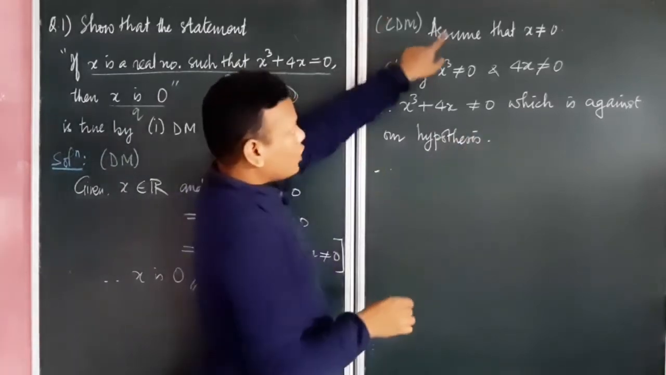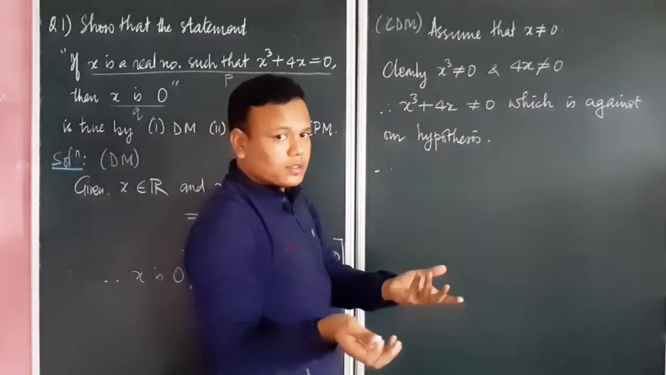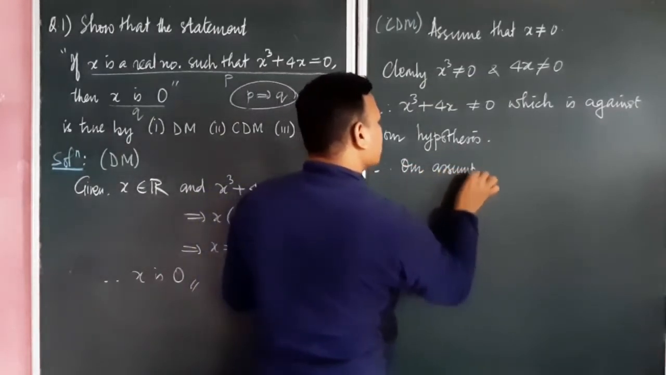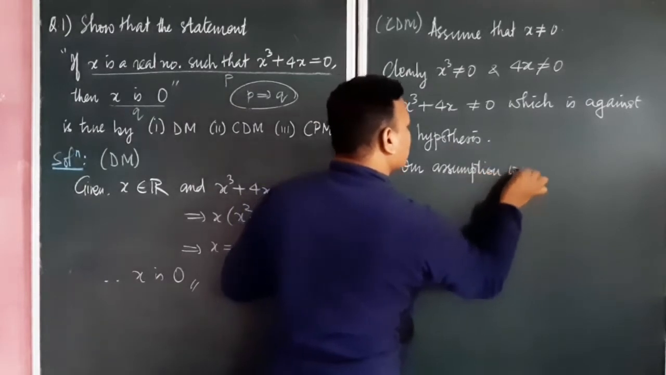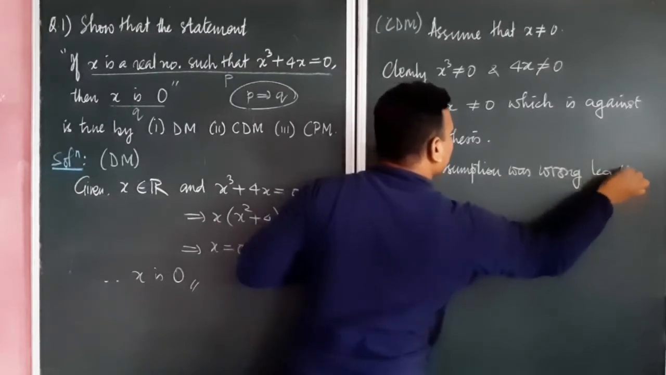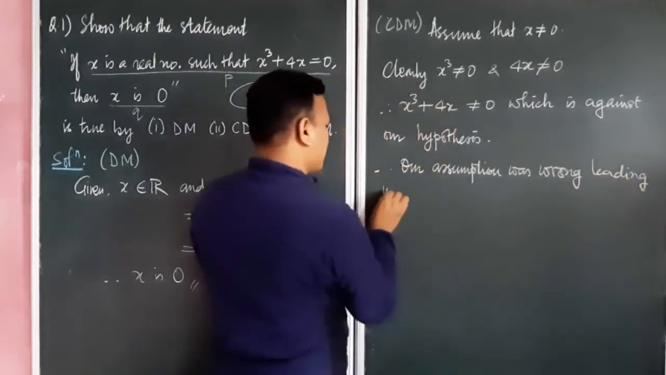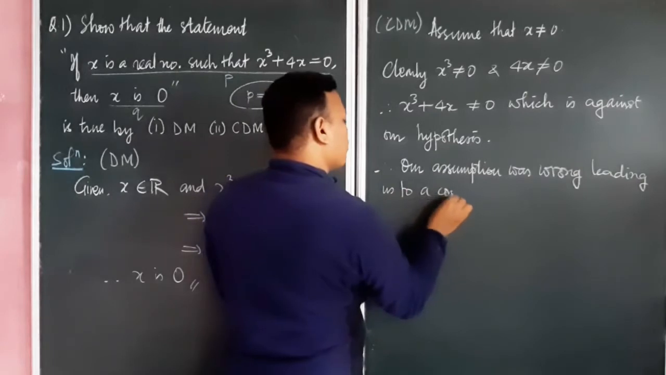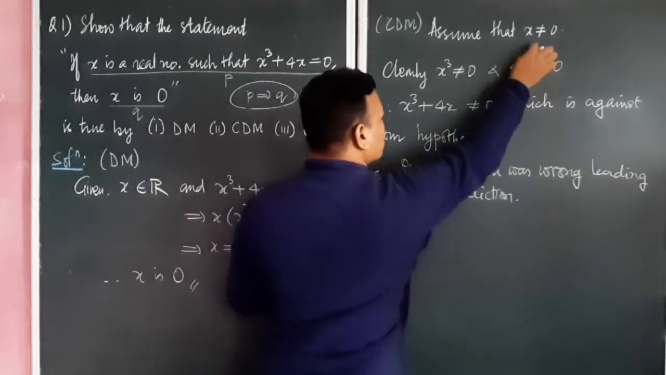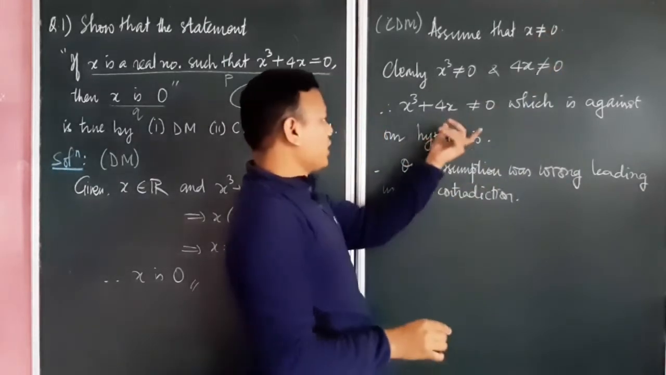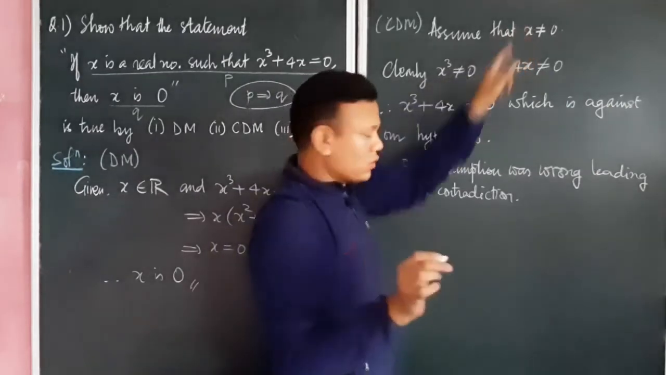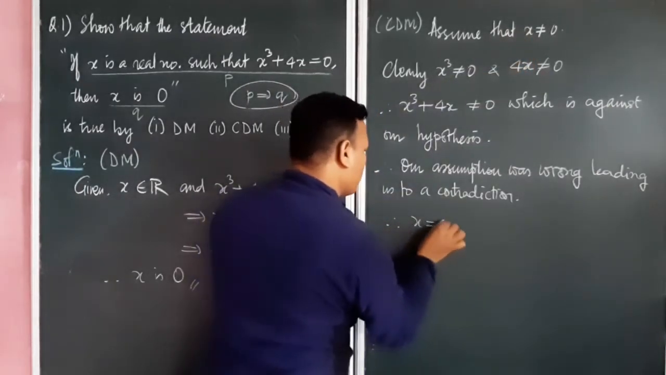Therefore whatever assumption I made has to be wrong, isn't it? So our assumption was wrong, leading us to a contradiction, right? So if x is not equal to 0 was our assumption which made this happen, that means x must be equal to 0. So therefore x is equal to 0.